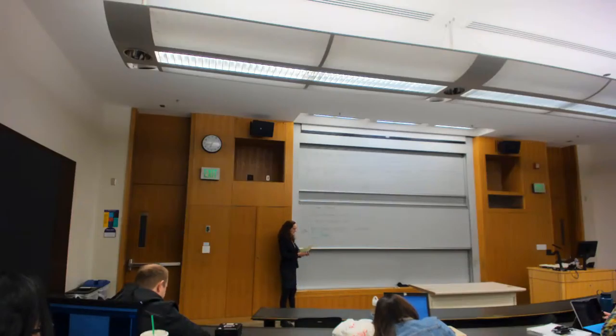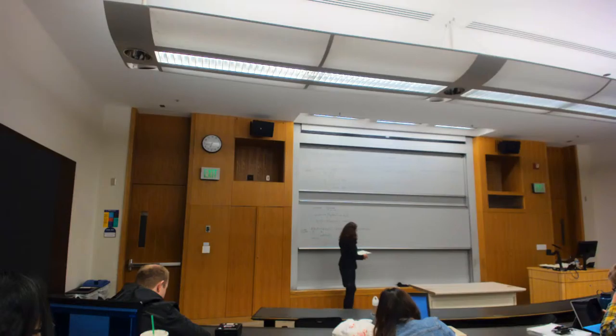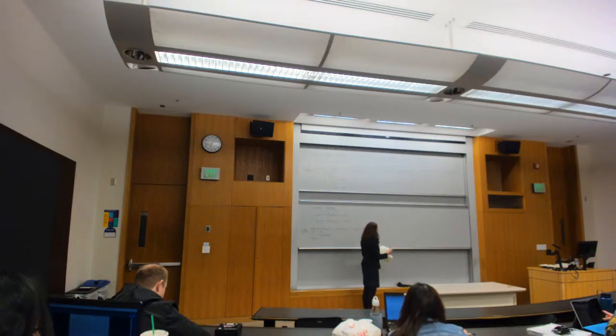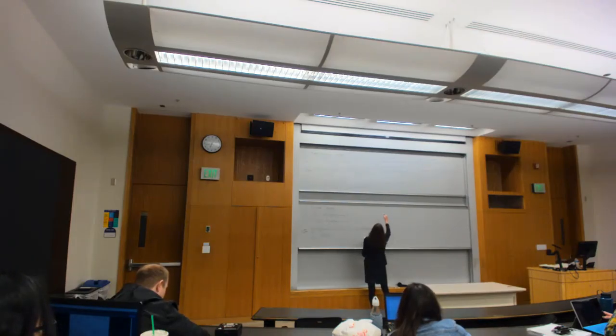Is that clear? So this would be the linear property. Let's look at an example. I was going to do a similar example. Let's look at what you would need to do here.